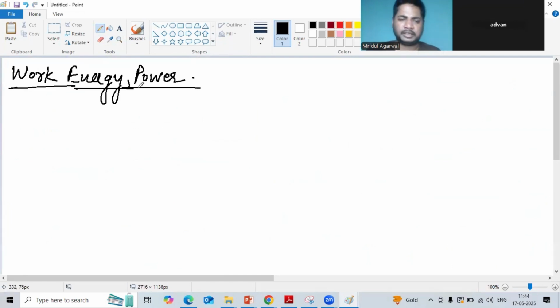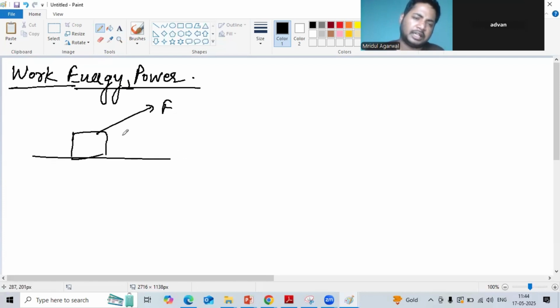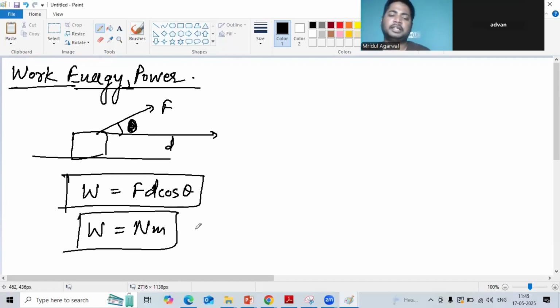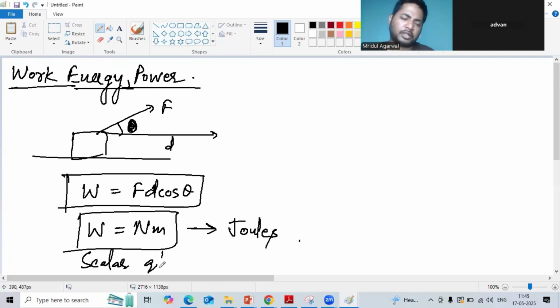Basically, the work done on a body is given by force times displacement times the cosine of the angle between them, that is cos theta. So work done is given in Newton meter, that is joules, and theta is the angle. It's a scalar quantity. And there are some important theorems based on it. First is the work energy theorem.